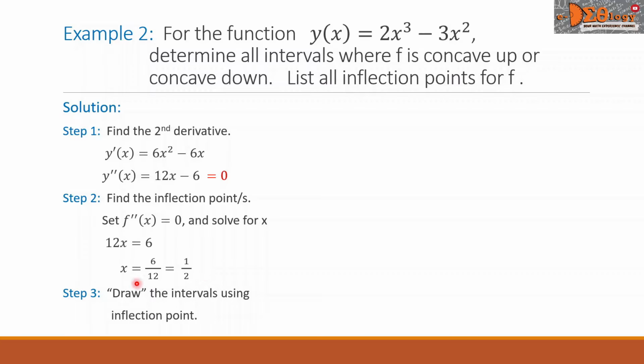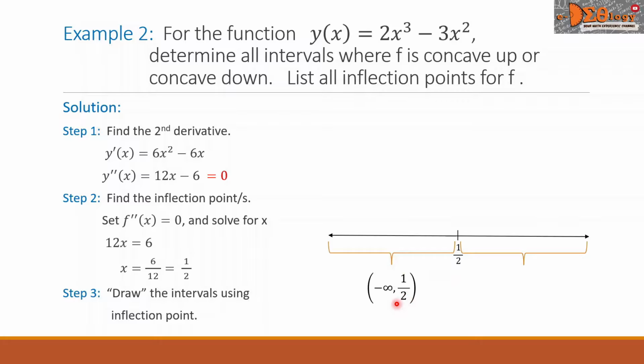Step 3. Let us draw the intervals using the inflection point. In the number line, we put the inflection point in the middle, and we can see that the number line is divided into two intervals. We identify the interval here to be negative infinity, comma, 1/2. On the right side, the interval is 1/2, comma, infinity.